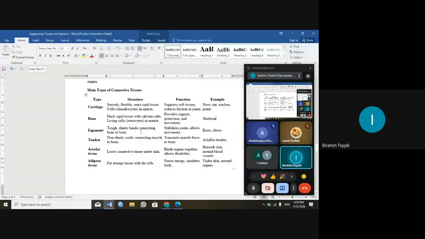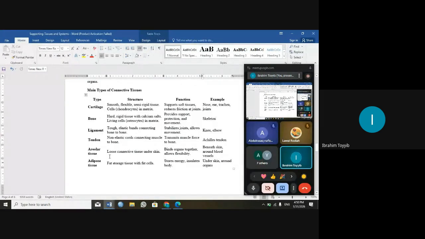The ligament is the tough elastic band connecting bone to bone. So the elastic band that is tough connects a bone to another bone. For example, like your femur, the knee joint is made up of ligaments. The tendon connects muscle to bone. Tendon connects muscle and bone together.